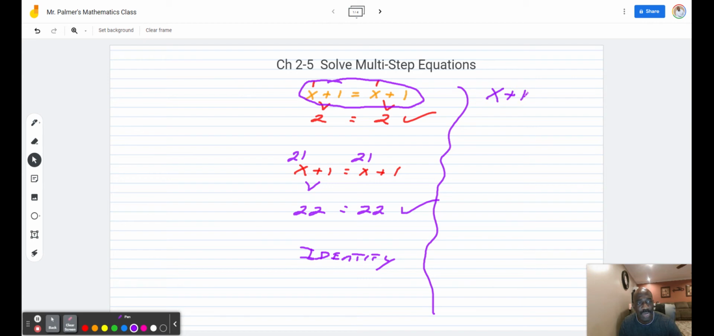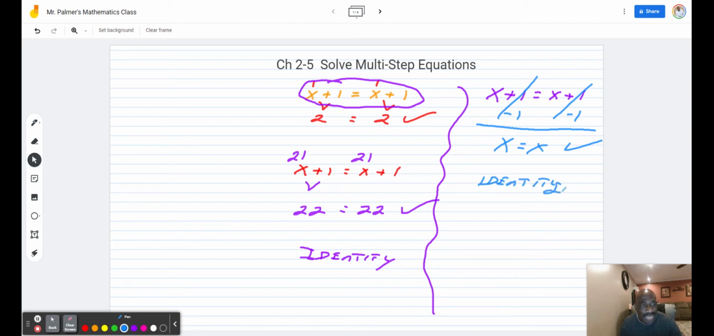If I have x plus 1 equals x plus 1, watch what happens when I work it out. I'm going to subtract 1 from both sides. Look what I end up with. Cancels, cancels, x equals x. Identity. Again, whenever I have the same term on both sides, I'm going to get the identity answer. You might also see the answer of all real numbers sometime. Depending on the teacher and the book, you will see the term all real numbers or identity.